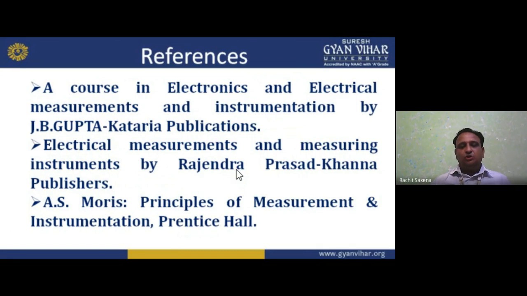So J.B. Gupta is a good book of Kataria publication, Rajendra Prasad is also a good book of Khanna publisher, and A.S. Morris is an international author's book. You will always find good content in these books. These are available in our library, so you can go and read them whenever you are able to.